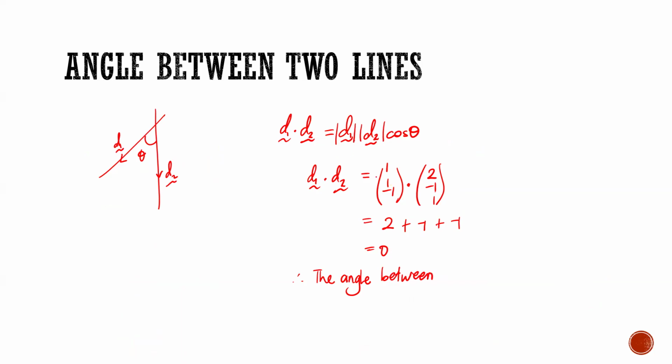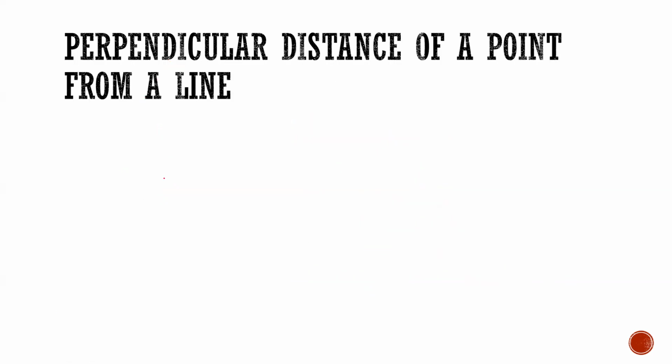However, if the dot product wasn't 0, then we'd have to go ahead and find the magnitudes of the directions and then find cos theta using this equation here. But since we have it as 0, we can just conclude the angle between the two lines is 90 degrees. So that's how we find the angle between two lines.